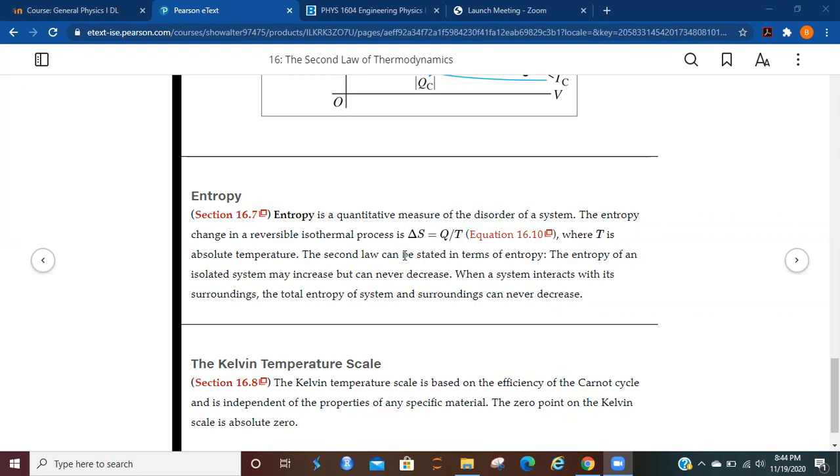But the entropy change in a reversible isothermal process is going to be equal to the amount of heat divided by the temperature, where again, temperature is going to be measured in Kelvin. You can state the second law in terms of entropy. The entropy of an isolated system may increase, but it can never decrease. And when a system interacts with surroundings, the total entropy of the system and surroundings can never decrease.